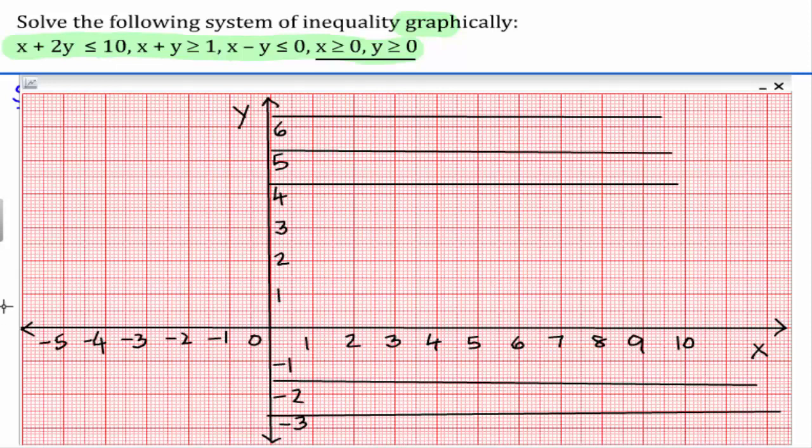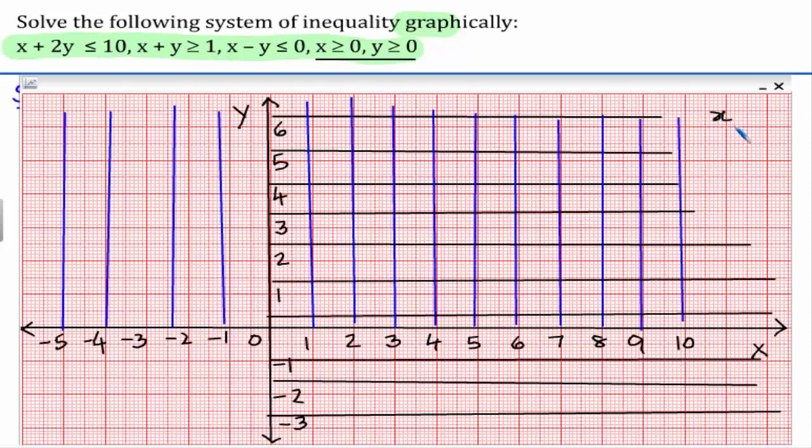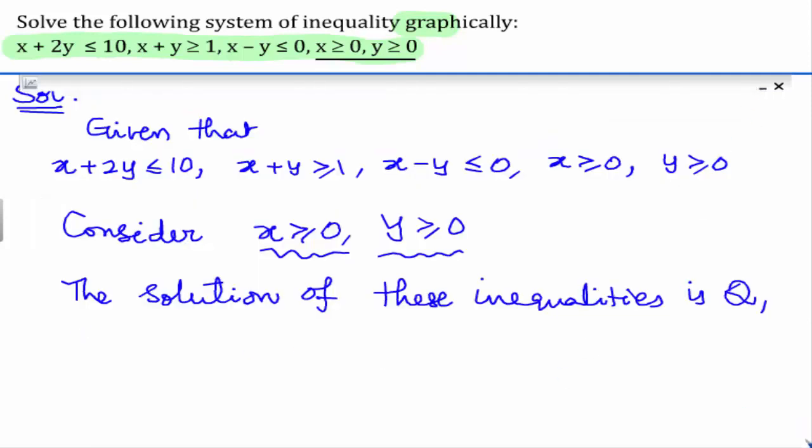And when we say y greater than or equal to 0, all the solutions will be towards this side. So the combination of these two solutions will be in the first quadrant. So the black lines will show the region of x greater than or equal to 0 and the blue lines will show y greater than or equal to 0.